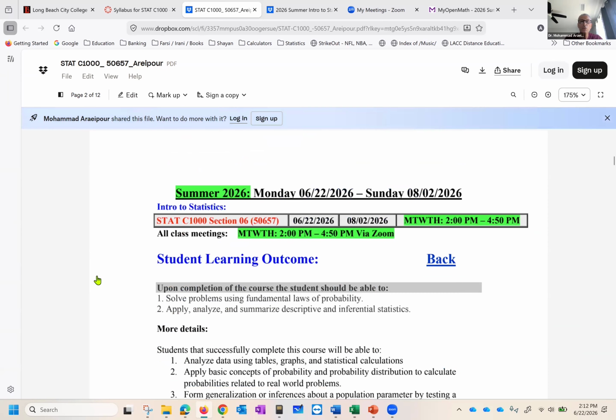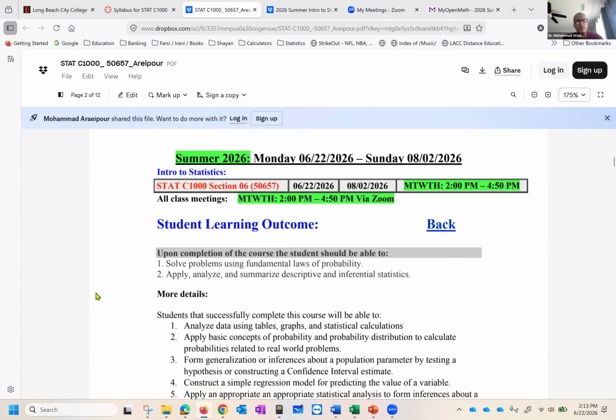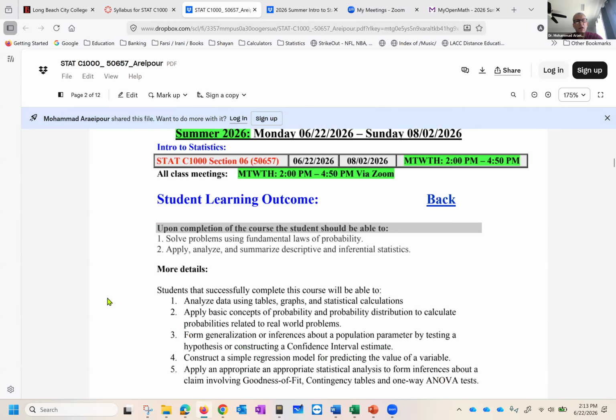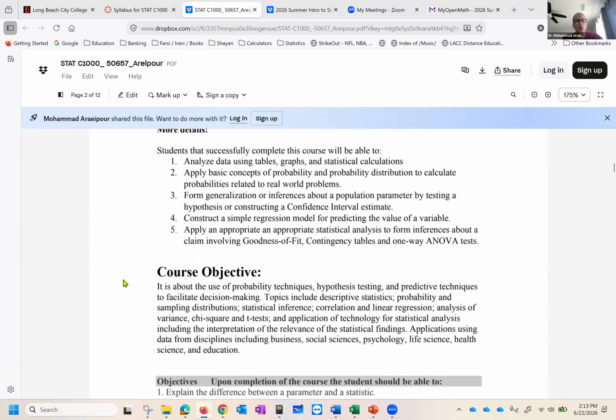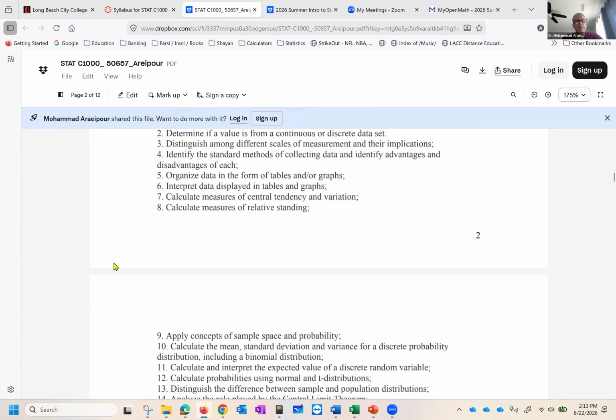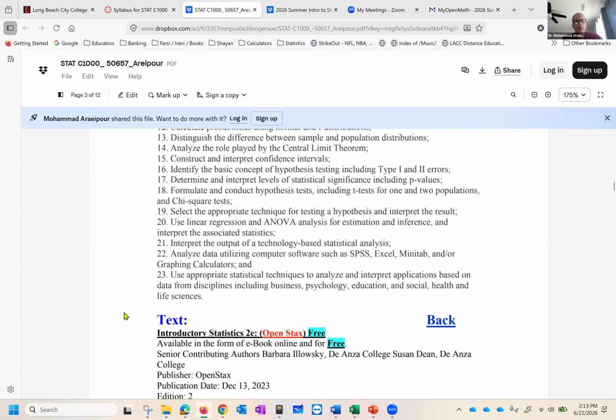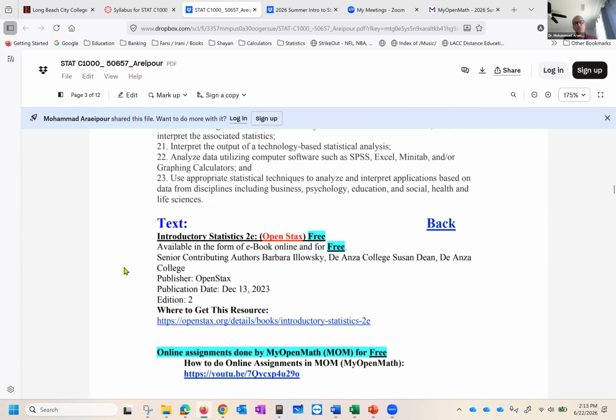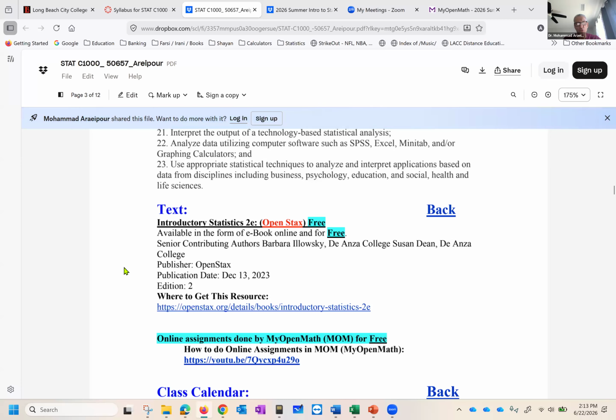Okay, so we start with the course, the section number, the information about the course and its time, student learning outcome, course objective. The text is online and it's free. I will show you when we go to my open math as well.